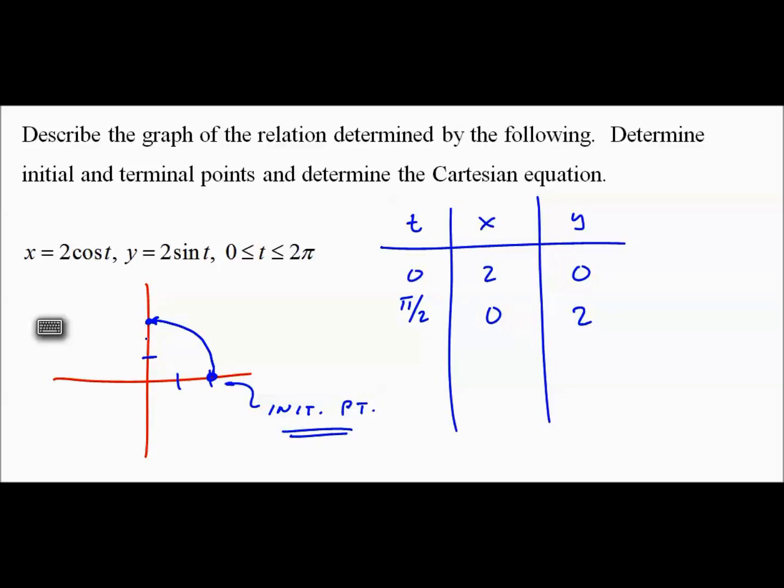If you want to check, put in pi over 4. Can't put my arrows in yet. I like to use green. Put in pi, we get negative 2 and 0. Cut to the chase, 2 pi, we get 2 and 0.